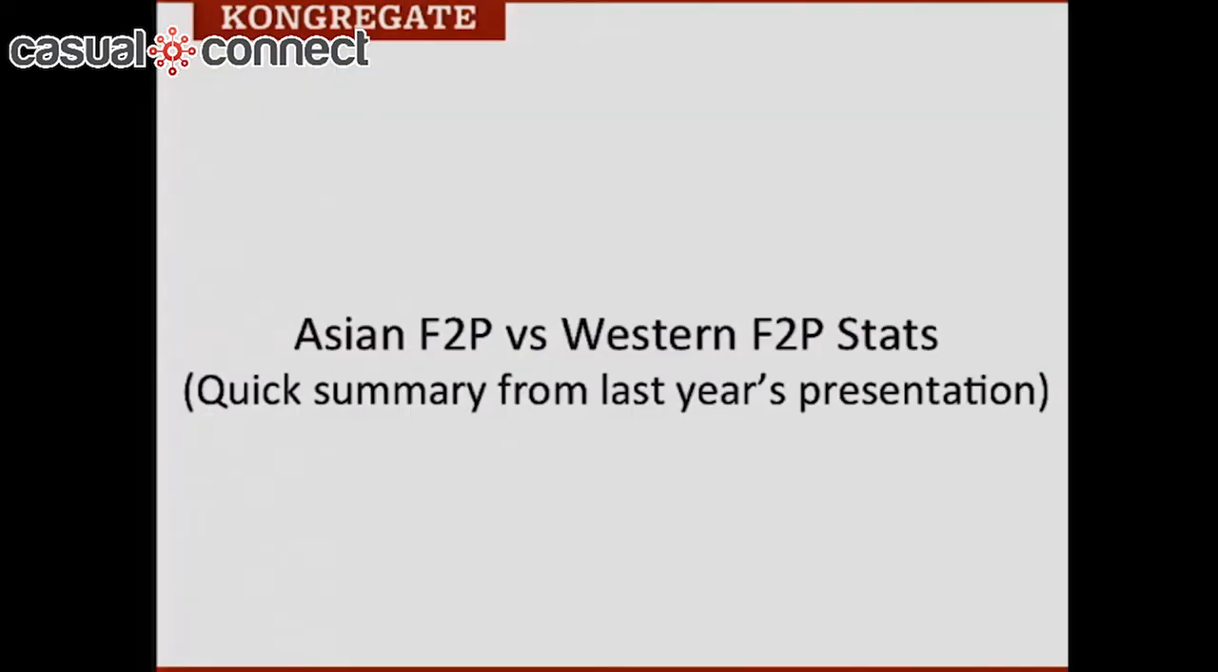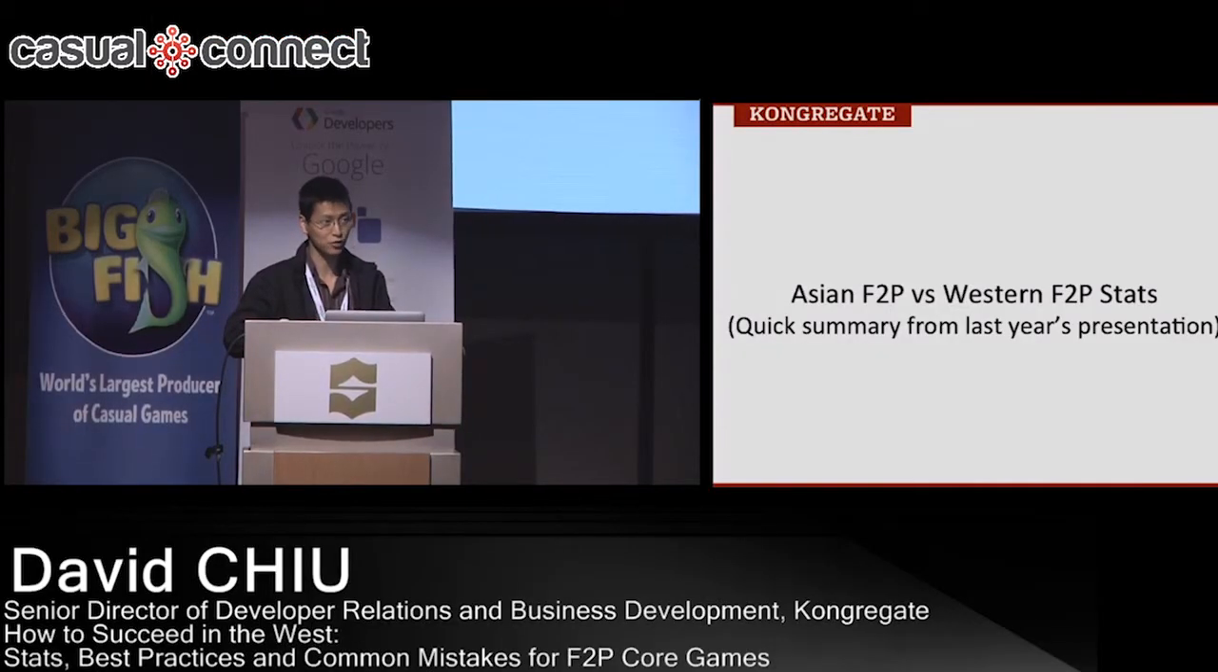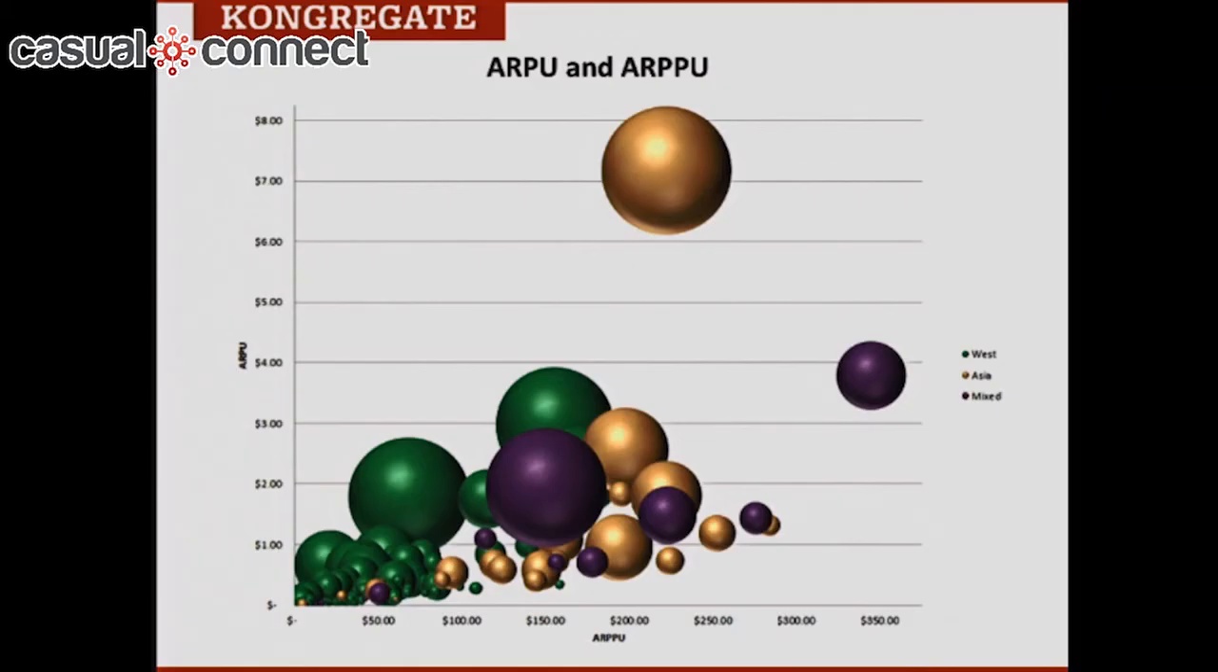Before I get into the list of do's and don'ts, I wanted to do a quick summary of my Casual Connect Asia presentation from last year and provide some stats, as this talk is kind of a sequel to last year's talk. Here we have a graph showing the ARPU and ARPPU for all the free-to-play games on Kongregate. The data is a little bit over a year old, but the same pattern holds true since this is from last year's presentation. Each bubble here represents a game.